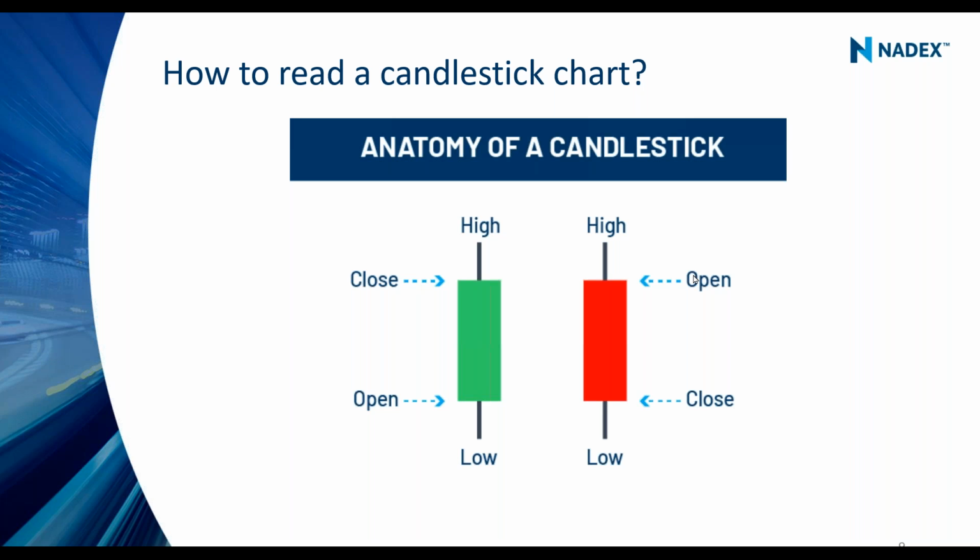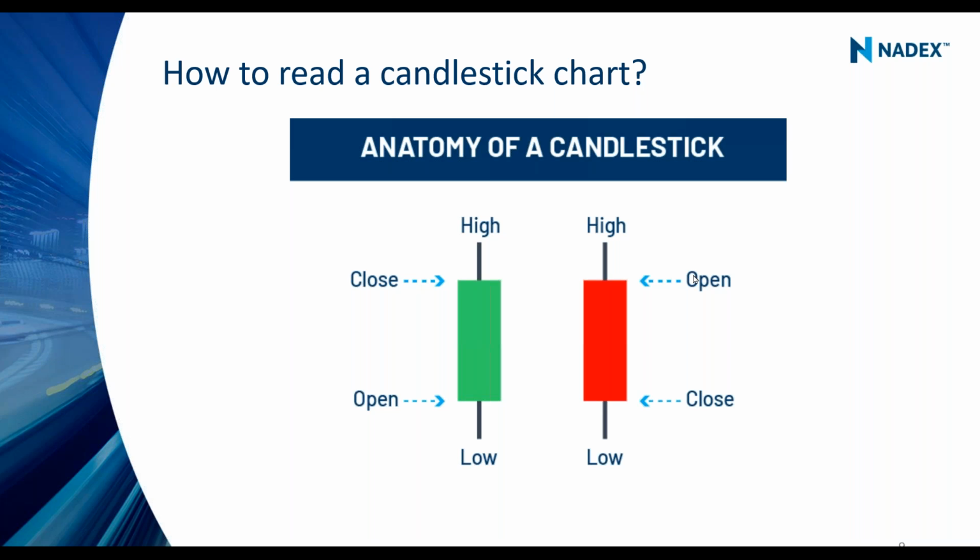Now, poking out from each end of the body, those are called wicks. The wick just shows you the entire range of that particular candlestick. So it shows you the lowest price during that 15 minutes, and it shows you the highest price in that 15 minutes.